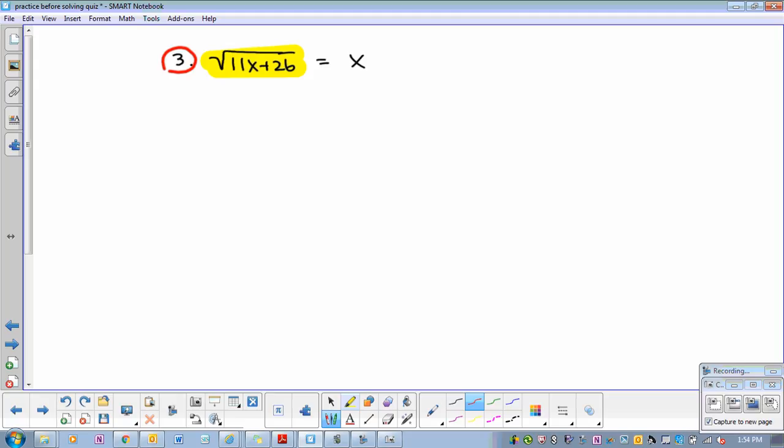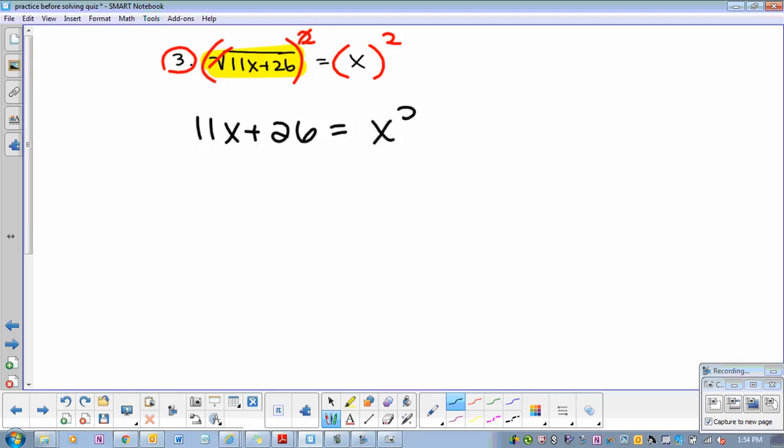Yeah, you take it to the power, right? Power of 2, because this was a square root. So whatever you do to one side, do to the other, always. All right, so then this square root and that square, they cancel out, and then you have 11x plus 26 equals x squared.